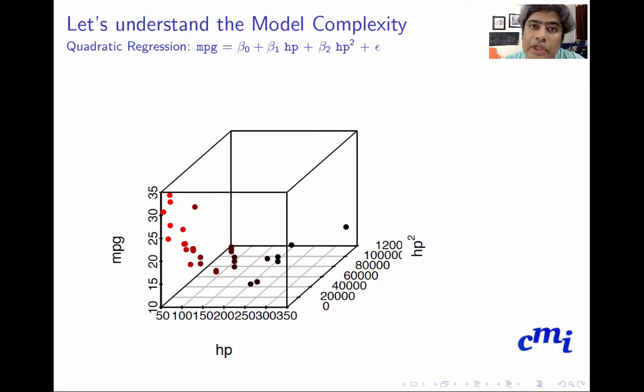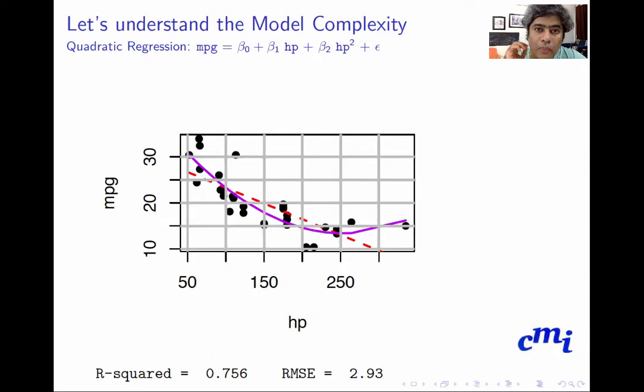in the 3 dimensions. But actually what we are doing is fitting this quadratic curve. This purple quadratic curve is our fit, and from this curve we can compute the R square and root mean square error: the root mean square error is 2.93 and R square is 0.756.